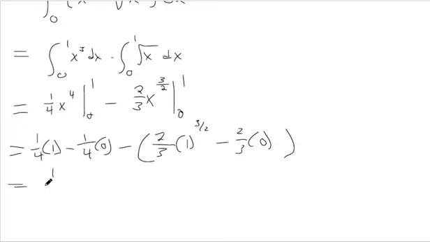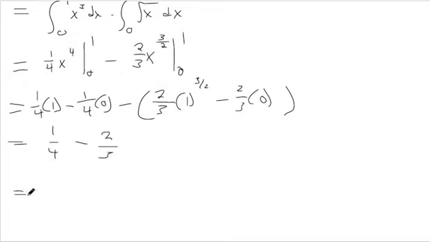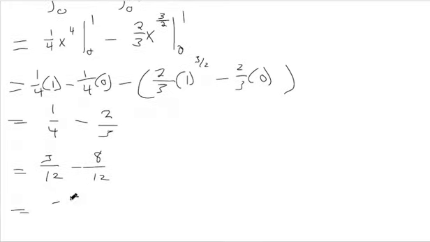So this right here is 1/4. This term is 0. This term is 1 to the 3/2 is 1. So 2/3 times 1 is 2/3. And then the last term there is 0. So just got a little fraction arithmetic to finish it. So this is 3/12 subtracted by 8/12. So for mine I get -5/12.